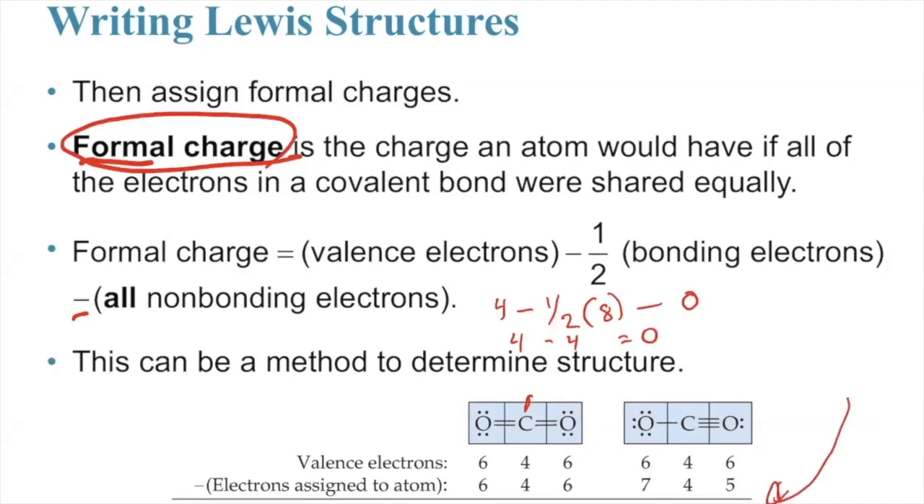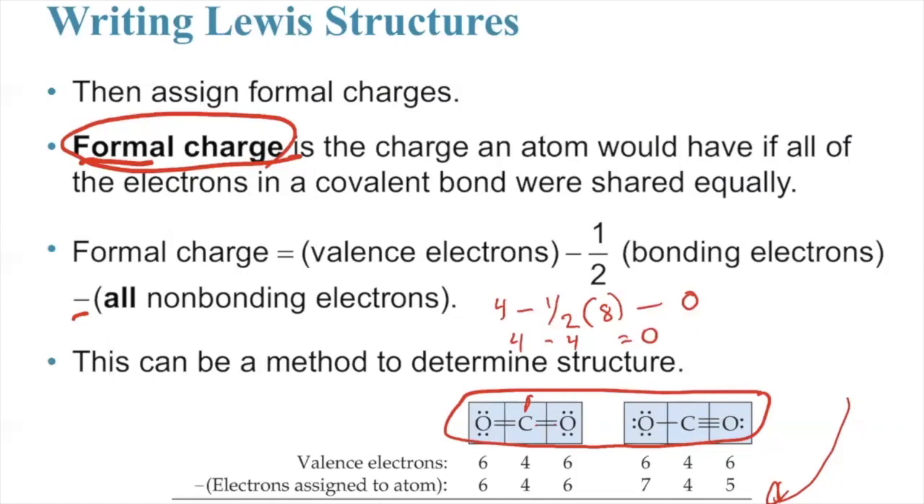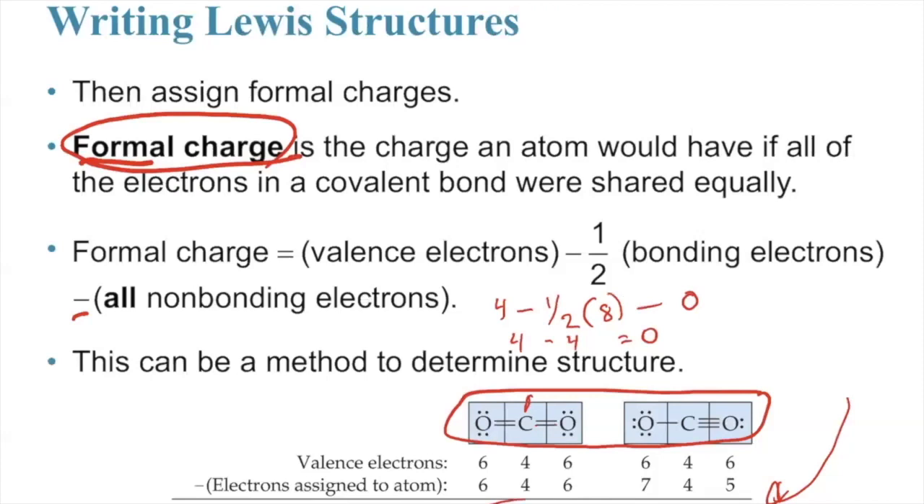Now, you have two compounds here. Which of these structures is preferred? In both structures, the octet rule is being followed. Which brings me to the notes on formal charges. The molecule that has all zeros is going to be preferred. A molecular structure in which all formal charges are 0 is preferable. So if you have two structures like the one we did, because this one has all zeros, it's going to be preferred over this one. Not that it's wrong, but it's going to prefer this one.